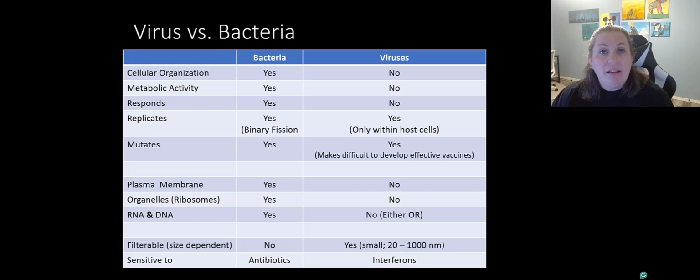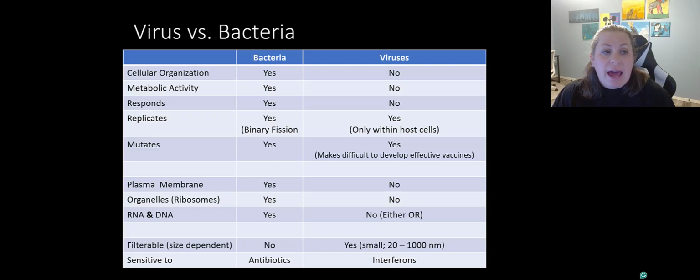Metabolic activity, bacteria does metabolism. They do chemical reactions, okay, but viruses do not. Response, bacteria responds to its environment. Viruses do not. Replicate, yeah, they both can replicate. However, bacteria replicates through binary fission, whereas viruses can only replicate within host cells. So it's the only time they can replicate. Mutates. Bacteria can mutate, and so can viruses. Viruses actually can mutate very quickly, which makes it difficult to develop a lot of times effective vaccines against them, or at least certain groups of them, like the flu, things like that.